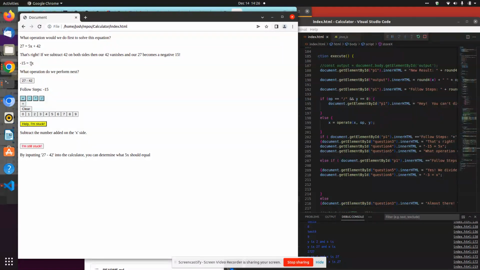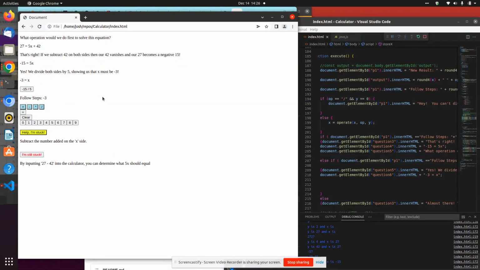Now, this 5x is really 5 times x. So just as we used subtraction to undo addition, we're going to use division to undo this multiplication by 5. So we divide by 5 next, and we get our final answer where x equals -3.